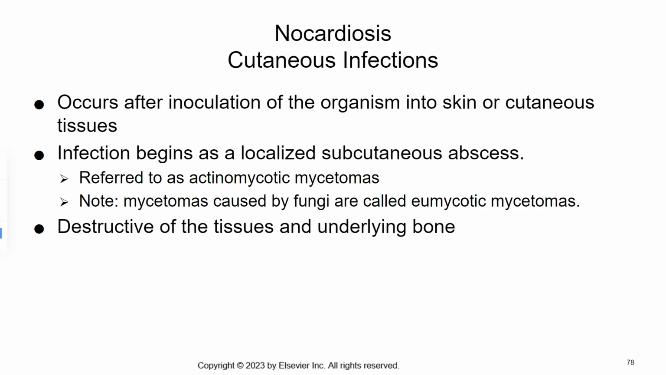Cutaneous infections occur after inoculation of the organism into the skin or cutaneous tissues. Infection begins as a localized subcutaneous abscess, referred to as actinomycotic mycetomas. Note, mycetomas caused by fungi are called eumycotic mycetomas. So this is something to make a note of, actinomycotic versus eumycotic. Eumycotic is referring to fungi because it's a eukaryotic organism. Actinomycotic is referring to an actinomycetes-related species of bacteria.